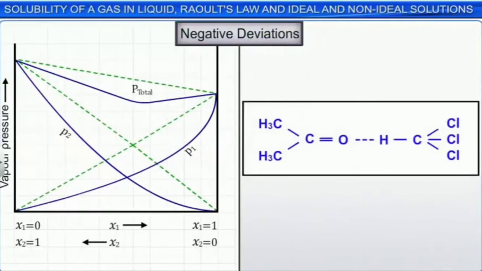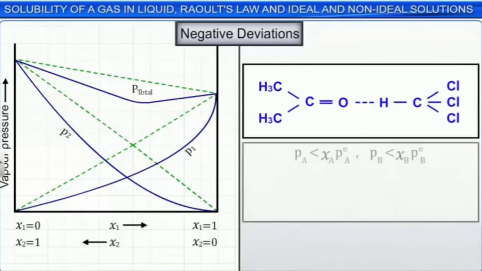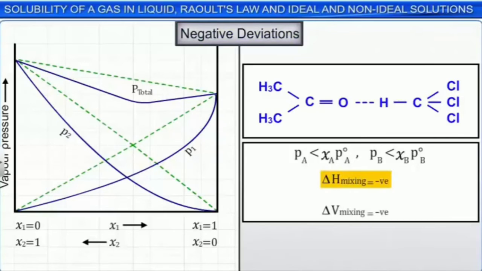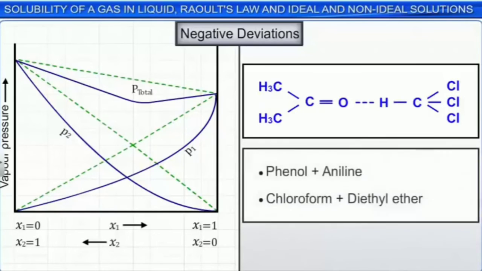As you can see here, formation of an H bond takes place between the chloroform and the acetone molecule. This decreases the escaping tendency of the individual molecules and results in negative deviation from Raoult's law. For the solutions exhibiting negative deviations, delta H mixing and delta V mixing both are negative. A few more examples of non-ideal solutions exhibiting negative deviations are phenol and aniline, and chloroform and diethyl ether solutions.